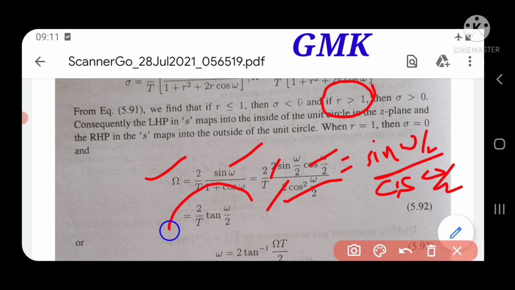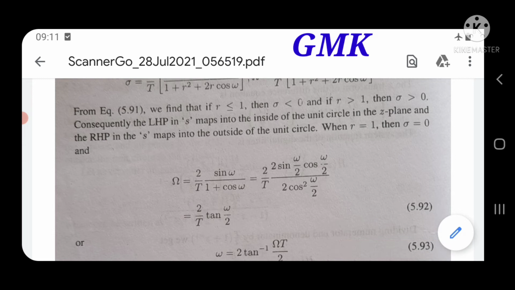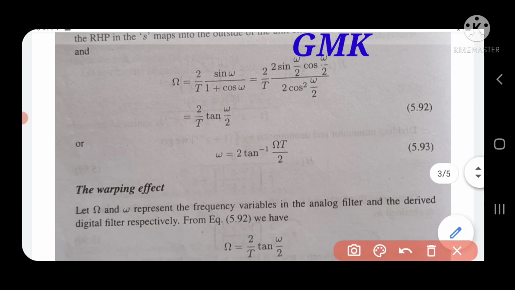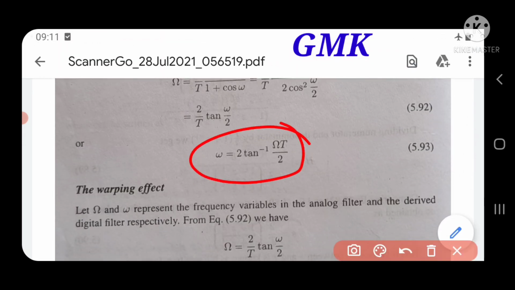Therefore 2 by T is equal to tan omega by 2, that value is equal to omega. Taking the omega value in the digital domain, omega can also be represented like this: omega is equal to 2 into tan inverse of omega T by 2. This is also one of the relations between analog omega and digital omega.